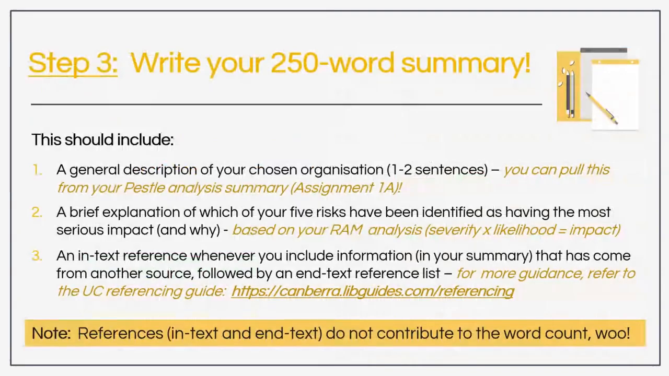But I did get a bit ahead of myself, because I just remembered I have a slide for the 250 word summary. So this would be, again, that initial description of who your organization is, which is 1 or 2 sentences, and you can literally just lift that out from your PESTLE analysis that you've already submitted, and just say, hey, I chose Commonwealth Bank. They're a bank. Well, they do this, blah, blah, blah. And that could just be really brief, and you can just take that straight from the PESTLE.